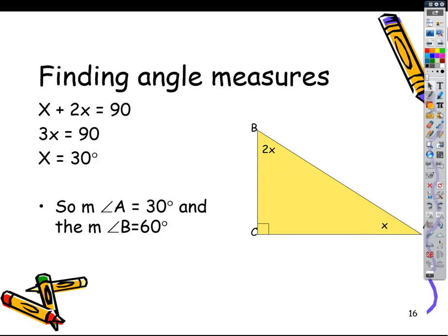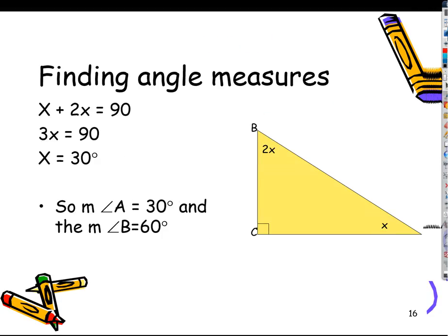And if we do that, we just get x equals 30. Right, so I can plug that back in and get 30, and then 2 times 30 is 60, and there's my 90. Okay, good. All right.